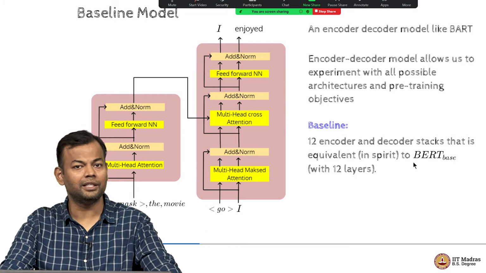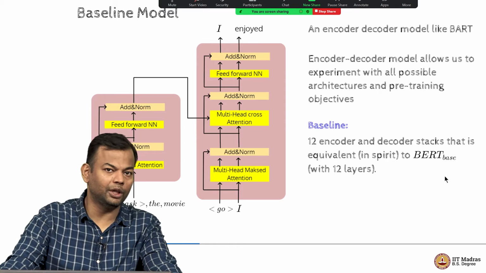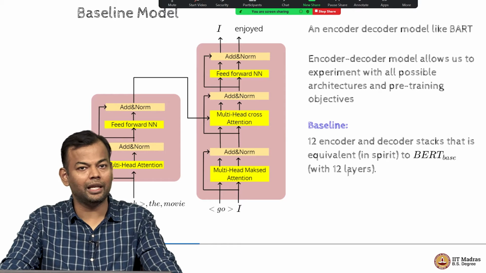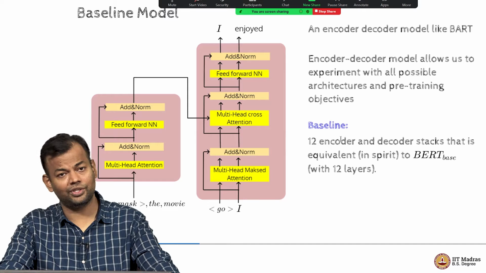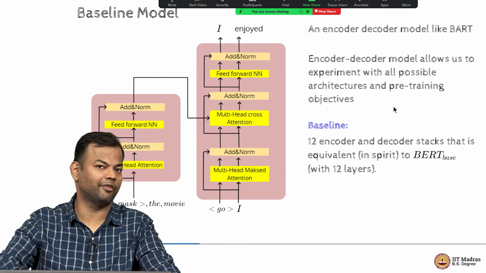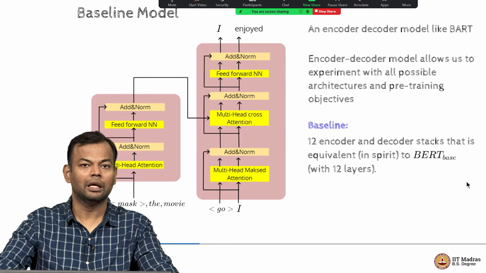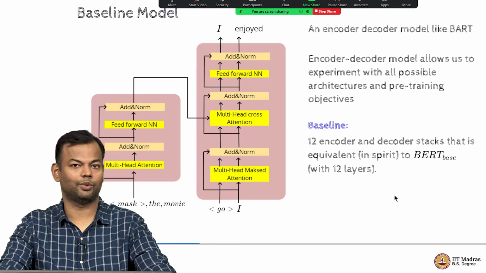So that was in spirit similar to BERT base. Why do I say in spirit? Because the BERT base is only an encoder model, right? So it had 12 layers, but this has 12 layers in the encoder and 12 layers in the decoder, right? So as you can imagine, in terms of number of parameters, it will be roughly 2x of what the BERT base model was, but the number 12 is similar, right? So that's why I say in spirit, right?